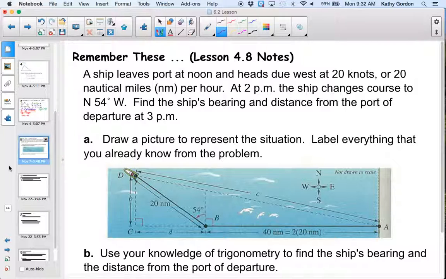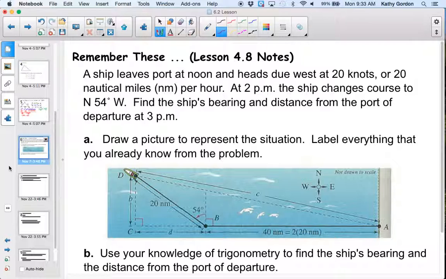Right? So we've got this ship leaving port at noon. It heads due west at 20 knots or 20 nautical miles per hour. At 2 p.m., the ship changes course to north 54 degrees west. Find the ship's bearing and distance from the port of departure at 3 p.m. So at the time we did this in chapter 4, all we really had to work with was right triangles, right? So we set up the right triangle over here, and then we found a bunch of pieces first before we could expand to what we wanted to know.